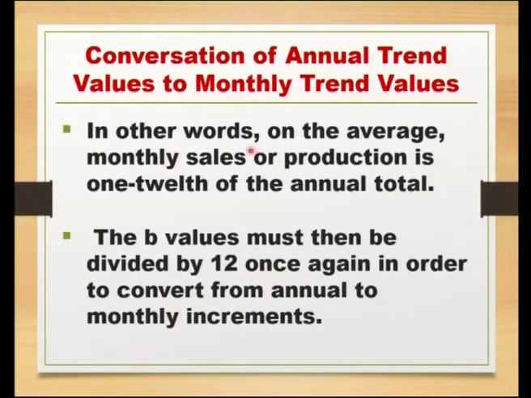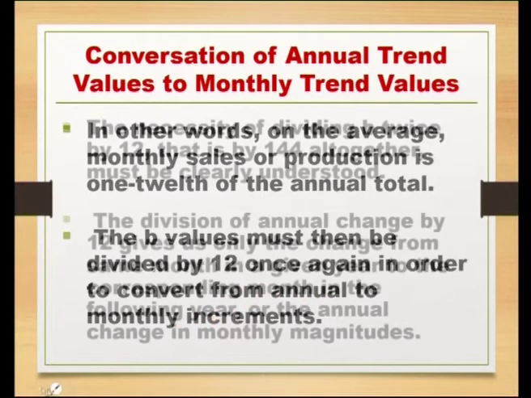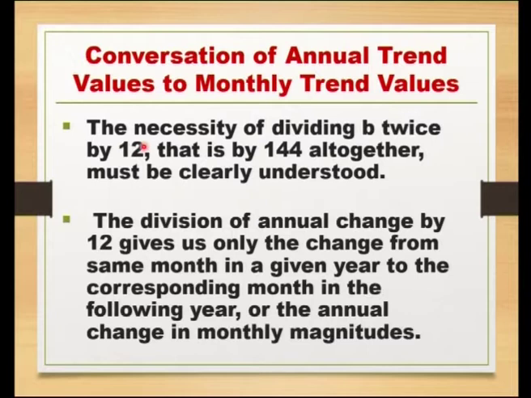In other words, on the average, monthly sales or production is 1/12 of the annual total. The B values must then be divided by 12 once again in order to convert from annual to monthly increments. So, the necessity of dividing B twice by 12, that is by 144 altogether, must be clearly understood.